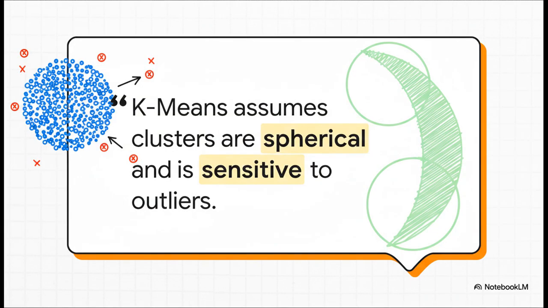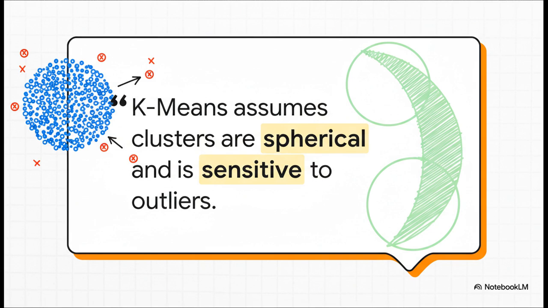But, you know, every hero has a tragic flaw, and k-means is no exception. Because it's all about distance to a central point, k-means basically assumes that all your clusters are nice, neat, perfect little spheres. If your data is shaped like a banana or a long noodle, k-means is going to have a really tough time.